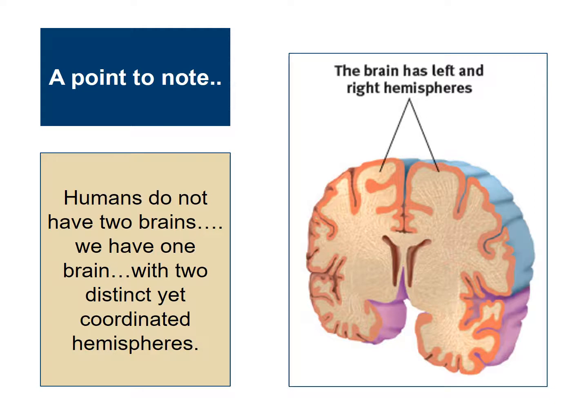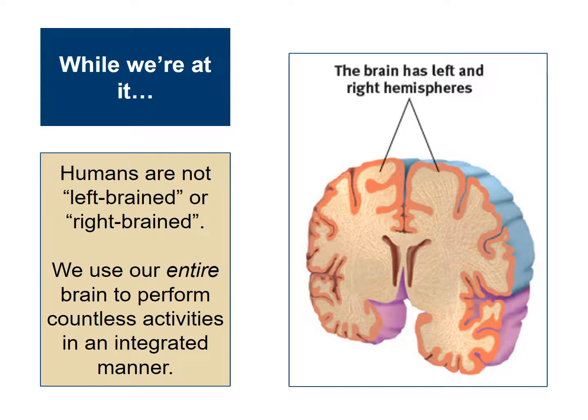So we'll also talk about that more in the lesson as well, the check-in. A point to note, very, very important point. Humans do not have two brains. We have one brain with two distinct coordinated hemispheres, the left and the right hemisphere. And humans are not left-brained or right-brained, even though the media will try to tell us otherwise. We use our entire brain to perform countless activities that are integrated.